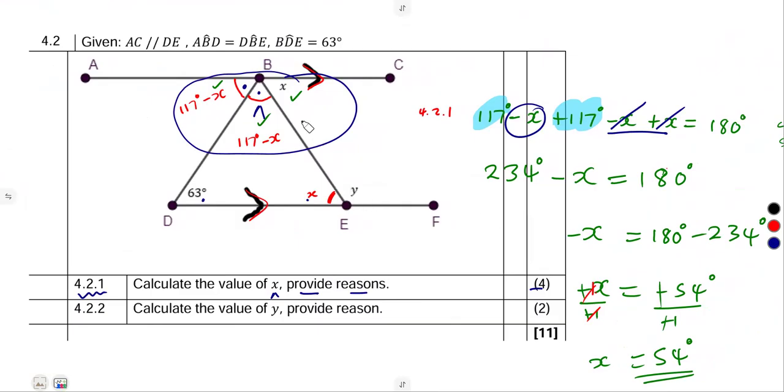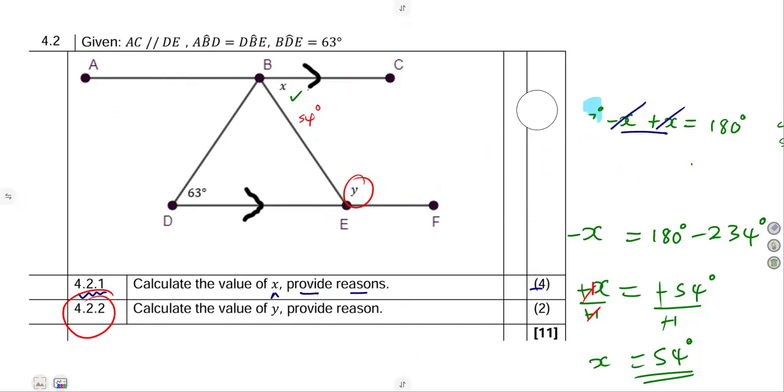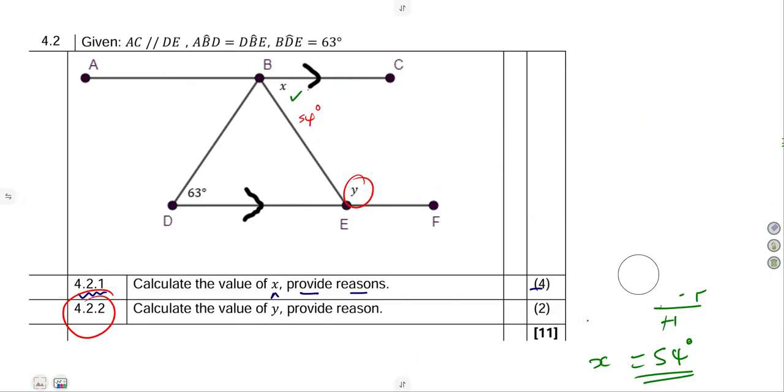And with that one, we can calculate the value of y here. All right. So to calculate the value of y, we're simply going to use the concept of our co-interior angles where we form a C like that. All right. On question 4.22. As we can see, we have the x there. We have already calculated that x.